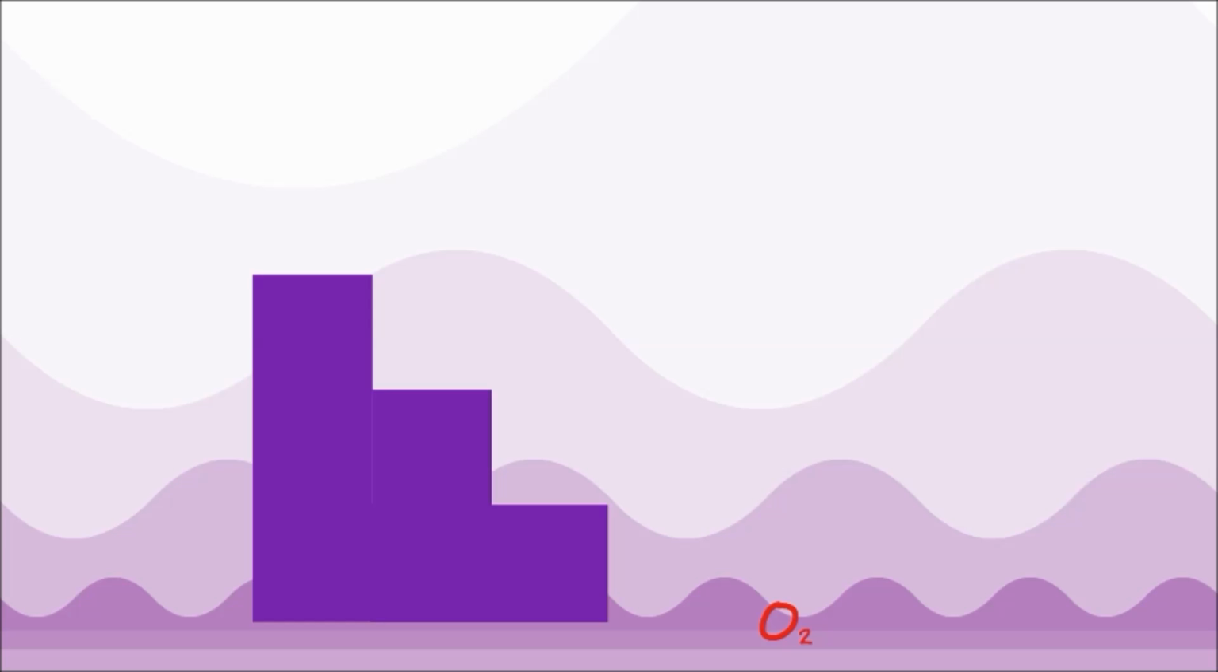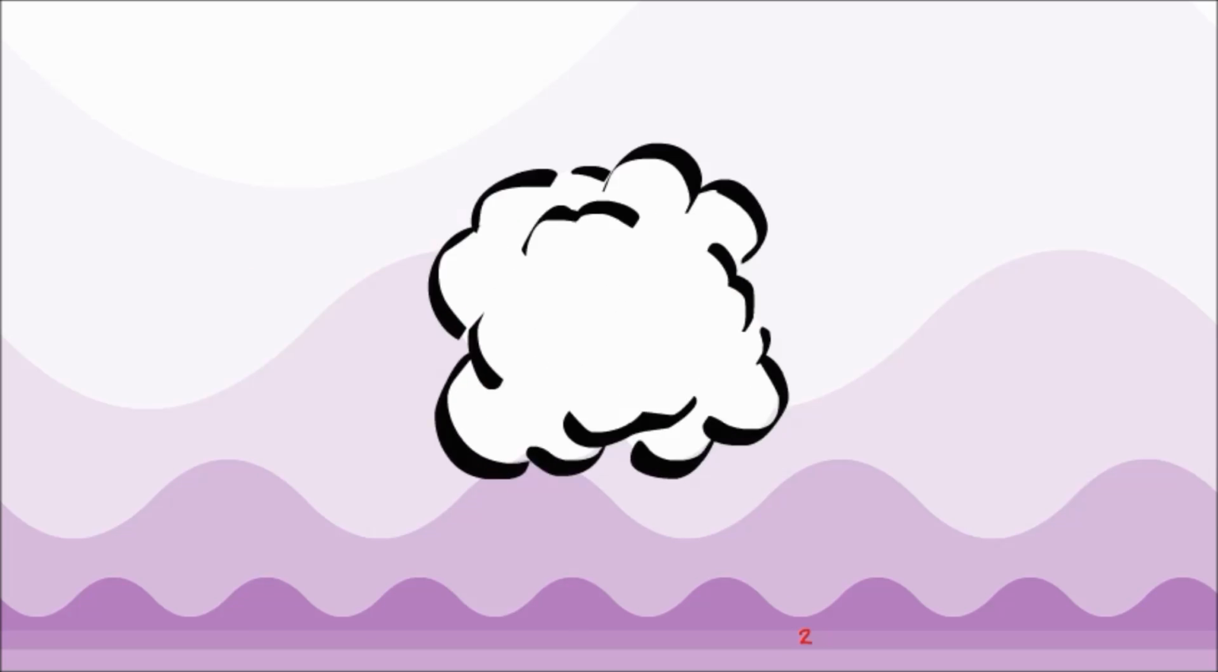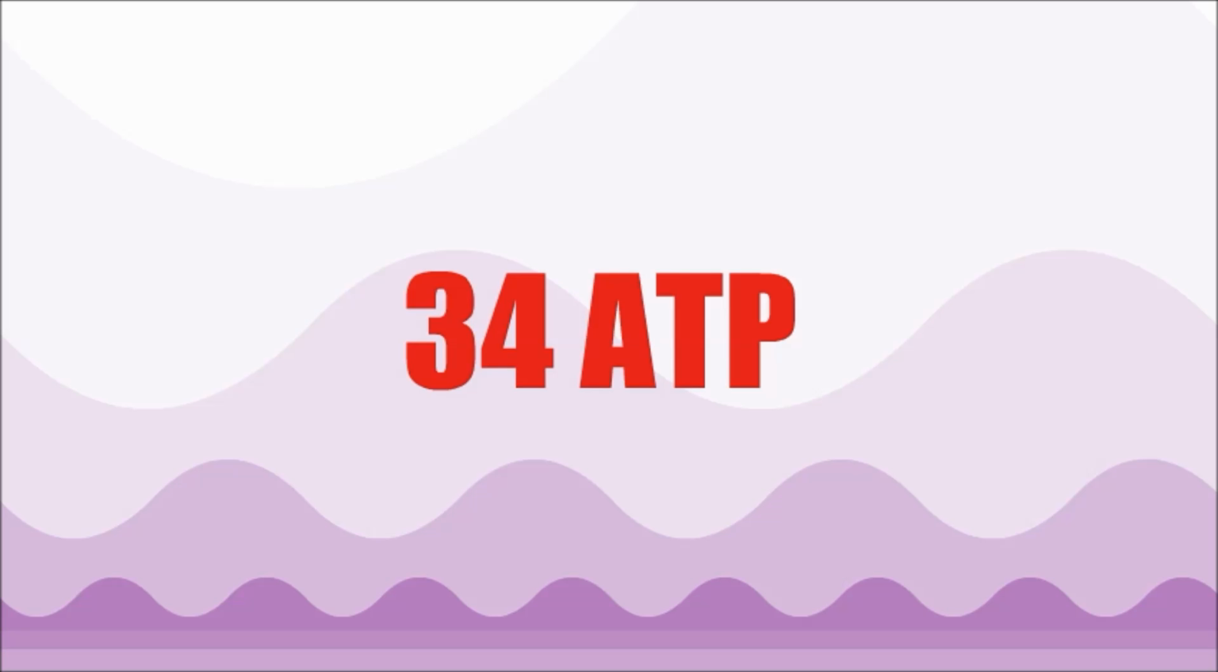We breathe out this water as water vapor. Think about when you huff on a window. That fog is the water from the ETC. The entire ETC process makes a whopping 34 ATP.